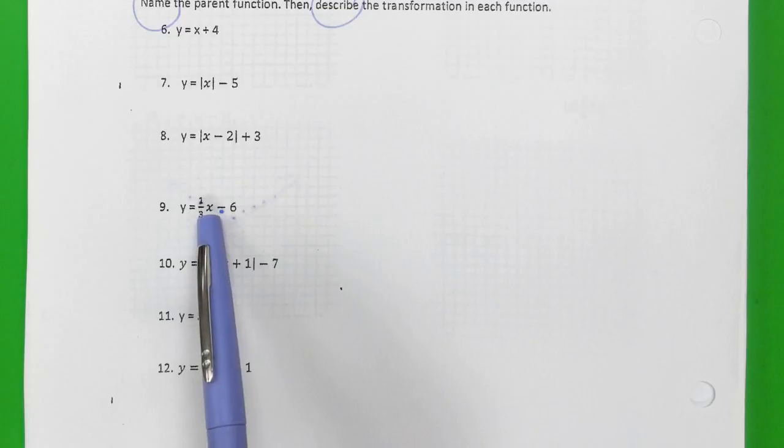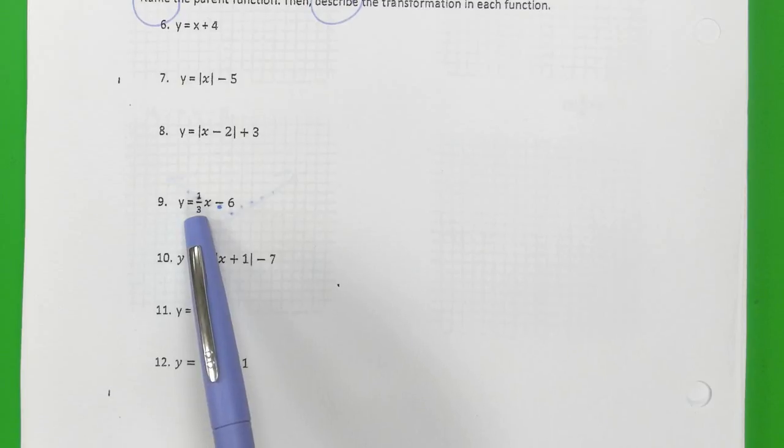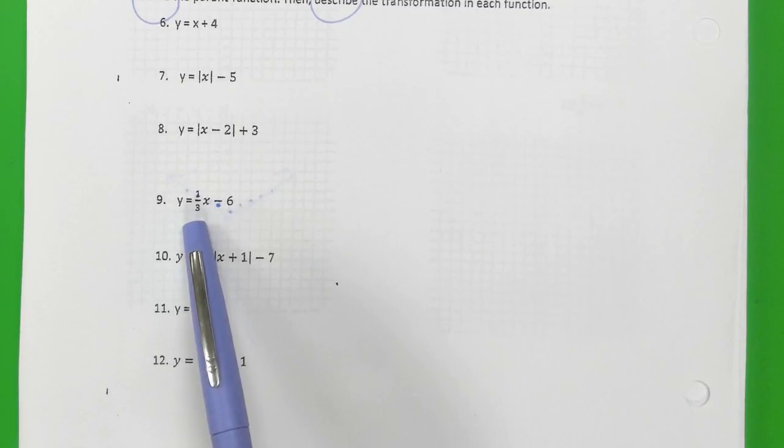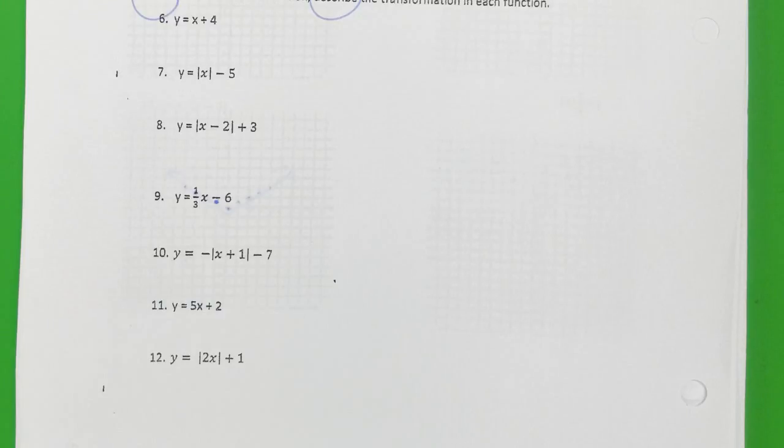All right, what about number 9? What's the parent function for number 9? Identity. Identity or linear, right? What happens to this guy? It stretches horizontally. Yeah. And it moves down 6. Perfect. Stretches horizontally and moves down 6.